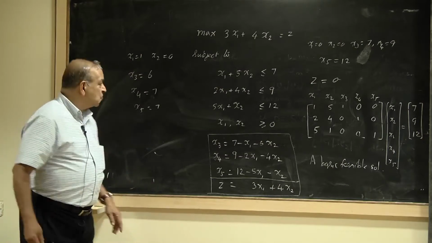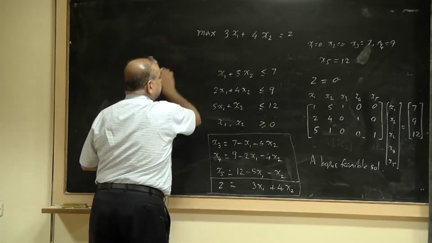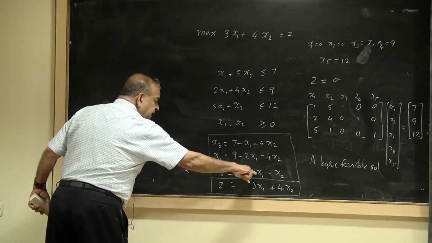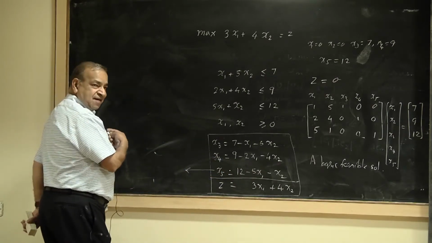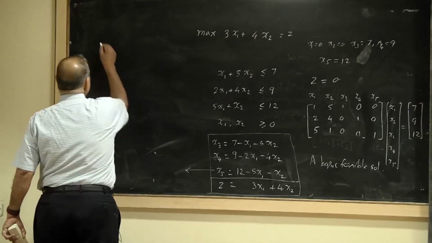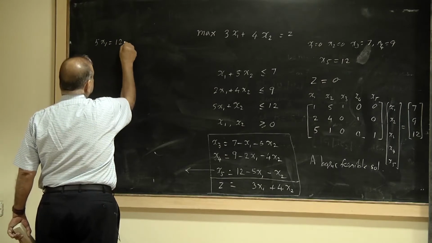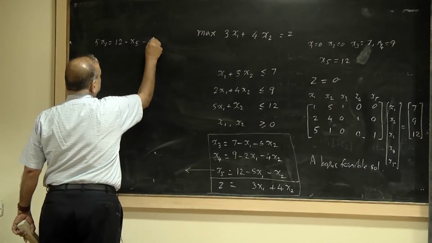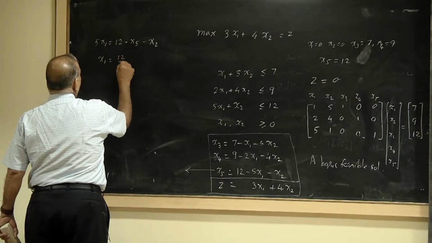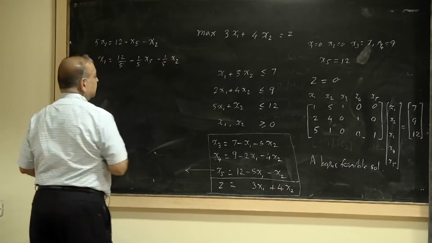12 over 5. So I rewrite this equation as follows. I change this equation to take x5 to the other side and bring x1 to the left side. Whichever you want to improve, try to bring it to this side and push the other one to the other side and rewrite it. For example, 5x1 equals 12 minus x5 minus x2. Agree? Which is the same as saying x1 equals 12 over 5 minus 1/5 x5 minus 1/5 x2.